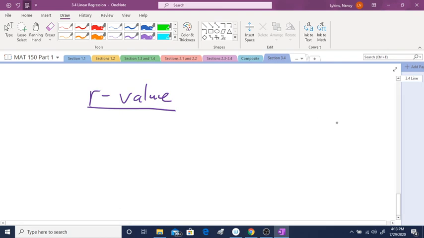It's going to look like this. It may look like A equals a number, maybe 10, B equals say 20, and then R squared and then an R value. Okay, that's what I'm looking at. This is the R value.